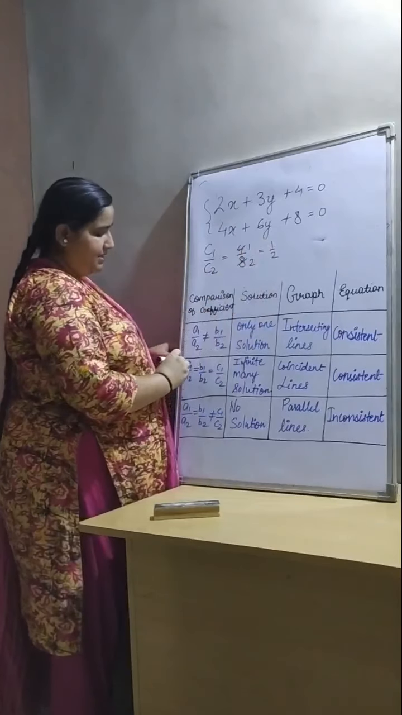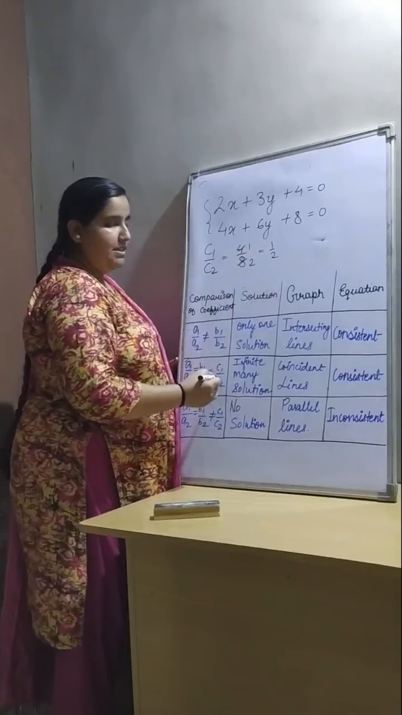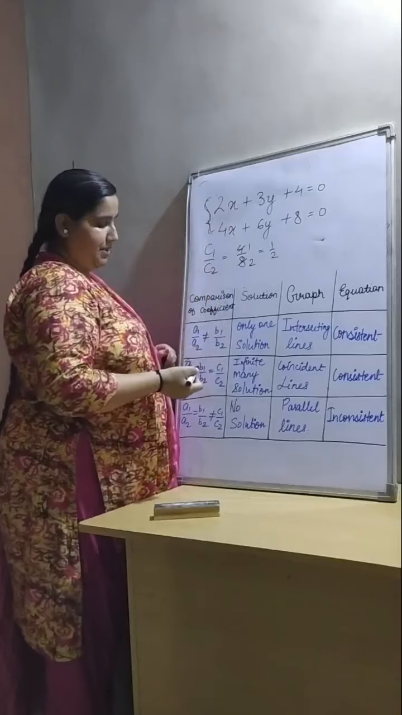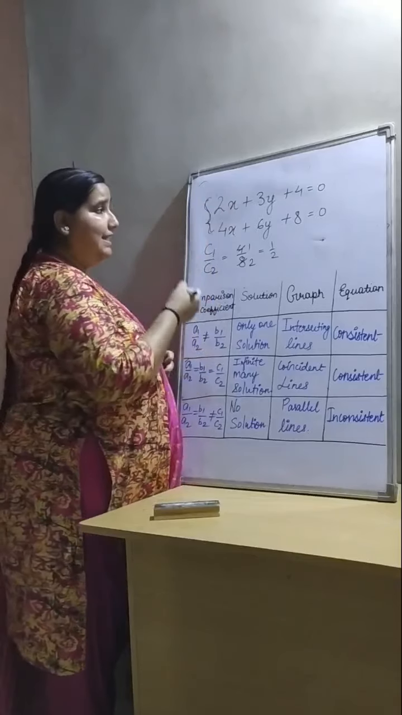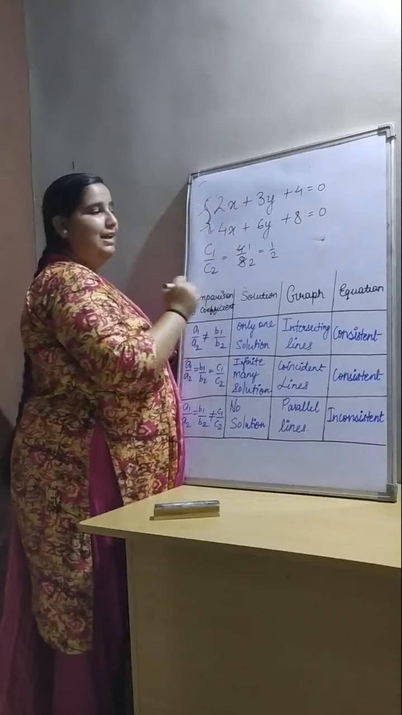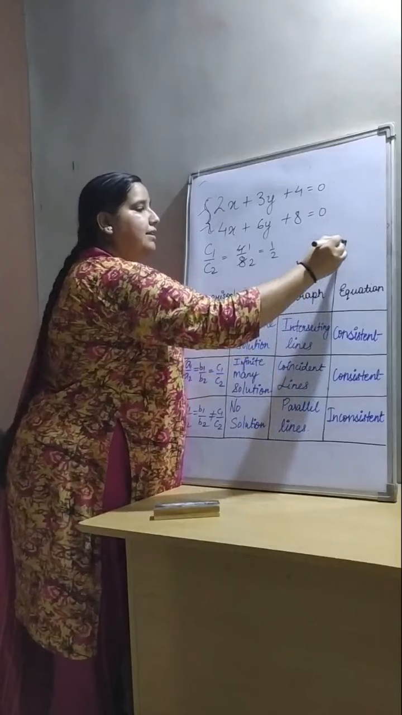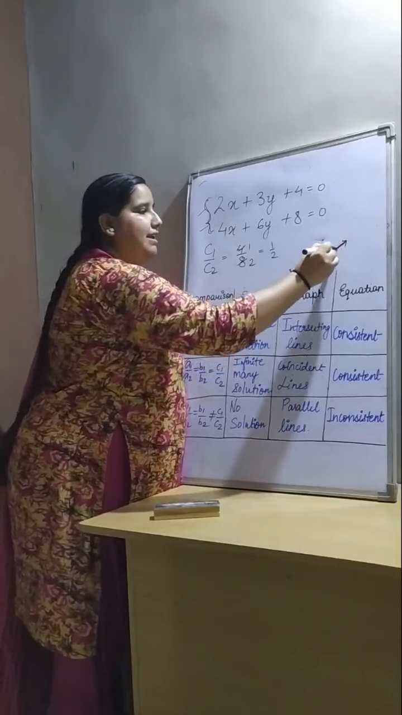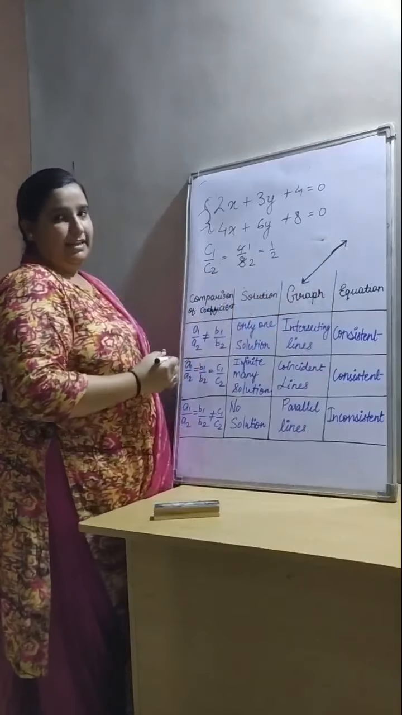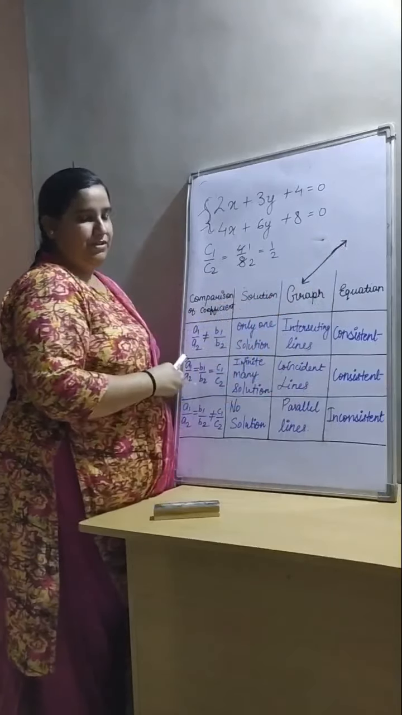That means this case is coming up: a1 by a2 is equal to b1 by b2 is equal to c1 by c2. This means this pair of equations will have infinite solutions. When we plot the graph of these two equations, the graph will come as coincident lines. The first line is overlapping the other line. This equation is also called a consistent equation.